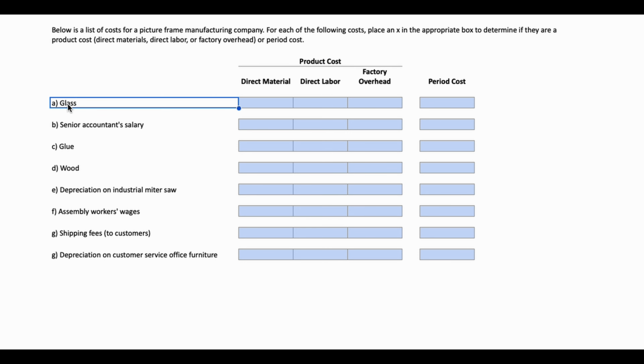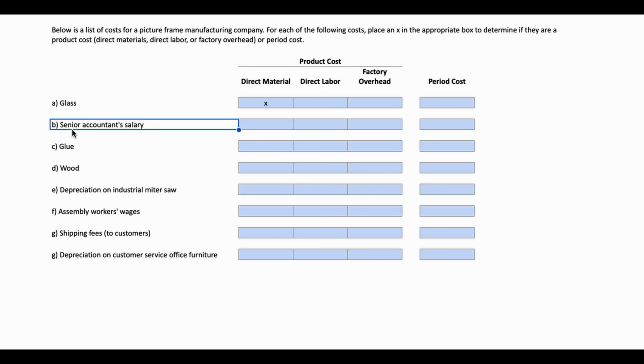Starting with glass. Again, we are a picture frame manufacturing company, so that is going to be a direct material. The glass is going on the outside of our picture frames, and it is integral to the product that we are making. The next one we have down here, the senior accountant's salary. Well, they don't have anything to do with the actual manufacturing process, so they are going to be a period cost.